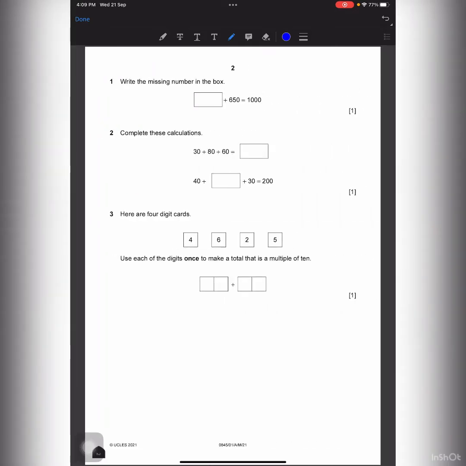Write the missing number in the box. So for this question, we're going to do 1000 subtracted by 650. So this will become 0. And right here, we're going to add this 0 here. This will become a 9 and this will become a 10. So this will be a 5 right here, and then 9 minus 6 is 3. So 350 is our answer. You can also add it to check.